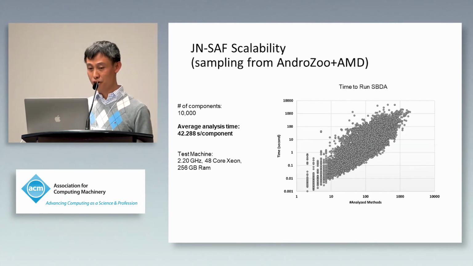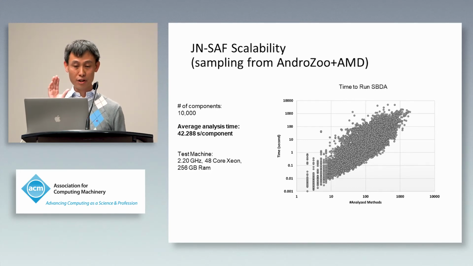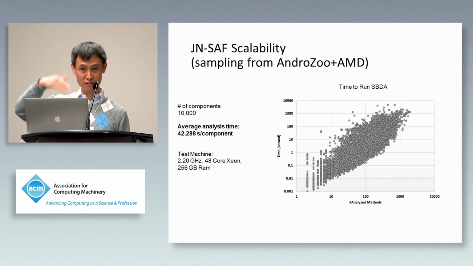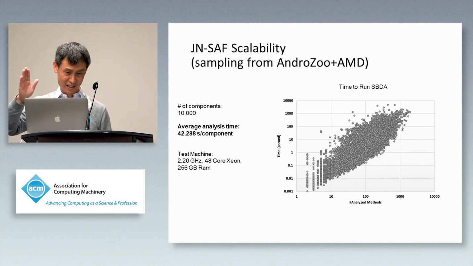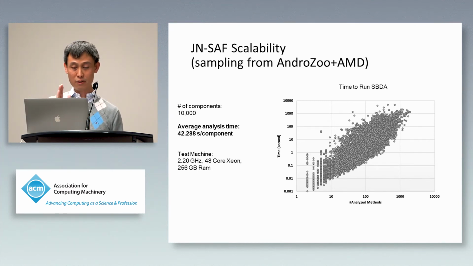So for all those real-world apps, we also take a sample that consists of 10,000 components. A component is an activity, service, container, those kinds of things. And then we want to see how long it takes for JN-SAF to compute the result.